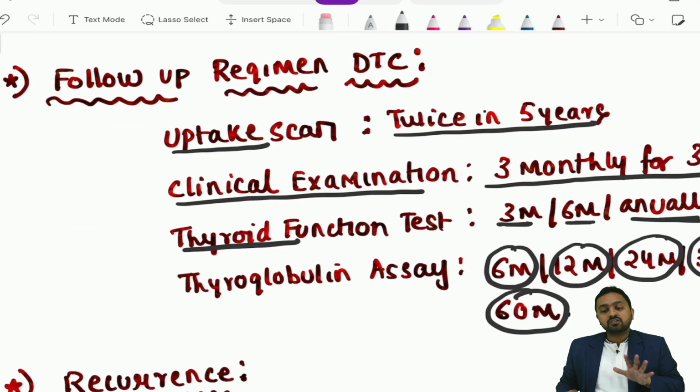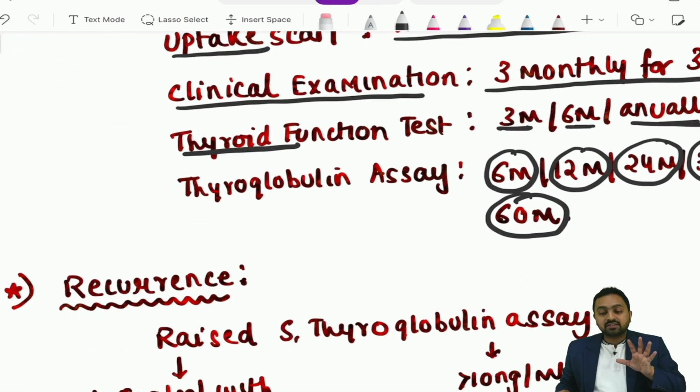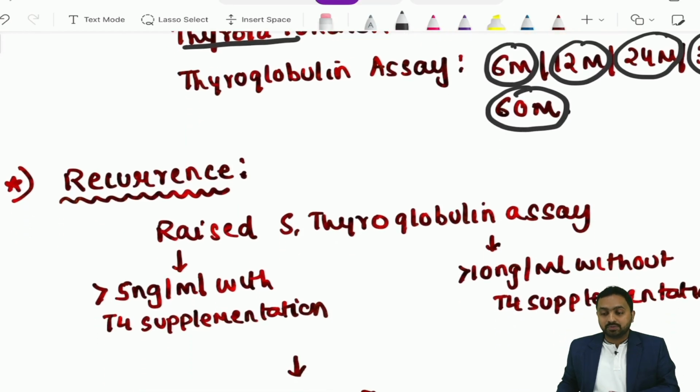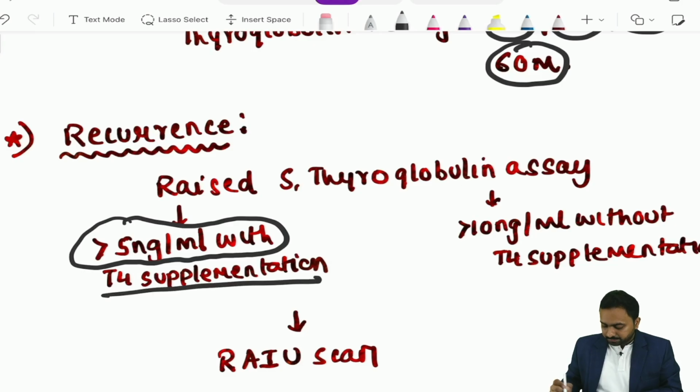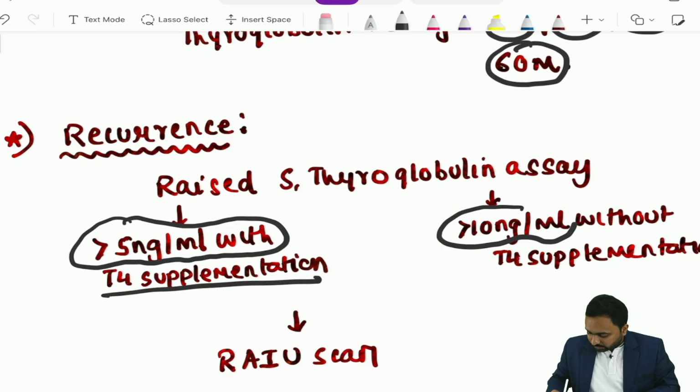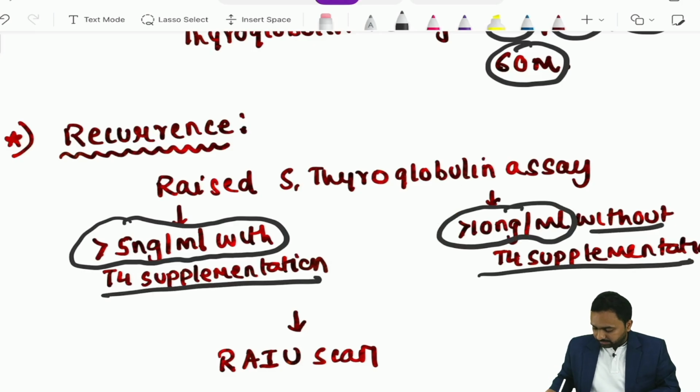Then regarding recurrence, if there is a raised serum thyroglobulin, that is more than 5 nanogram per ml with T4 supplementation and more than 10 nanogram per ml without T4 supplementation, then you would go for a radioiodine uptake scan for the ablation.